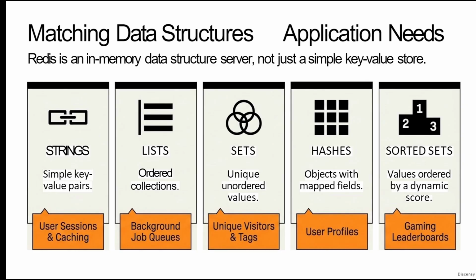The next, hashes: objects with mapped fields for user profiles. And then sorted sets: values ordered by a dynamic score for gaming leaderboards. In a similar way, we'll move ahead.